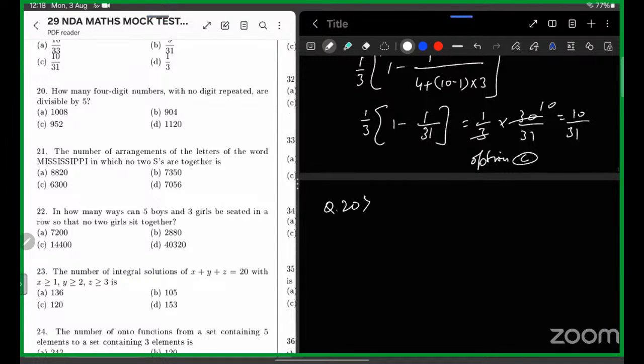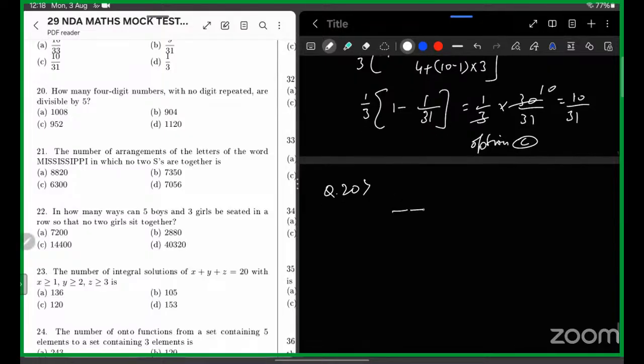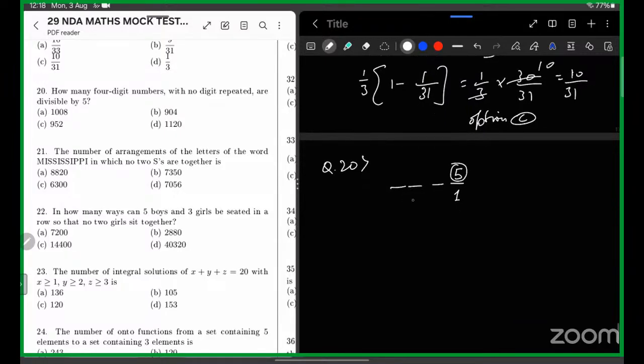How many 4-digit numbers with no digit repeated are divisible by 5? For a 4-digit number to be divisible by 5, the last digit must be either 0 or 5. So if I am replacing it with 5, in one case, digit repetition is not allowed. So here, 1 is already used, 0 cannot be there, so 8 will be there, then again 8, and then 7. Because 0 can be included in the second position. So 8 into 8 into 7, that is 8 into 56.